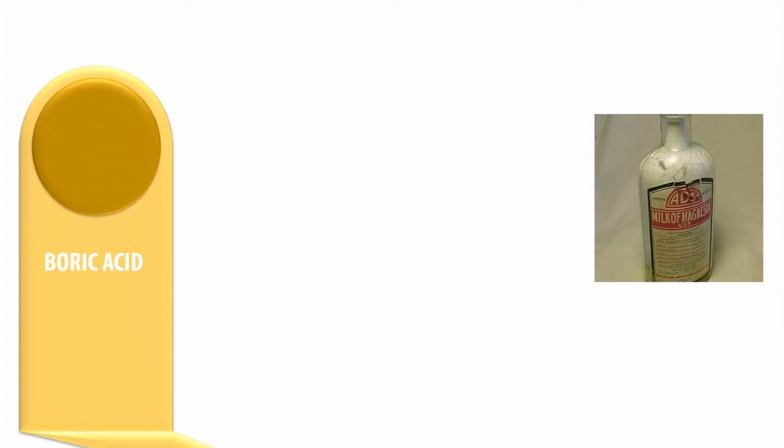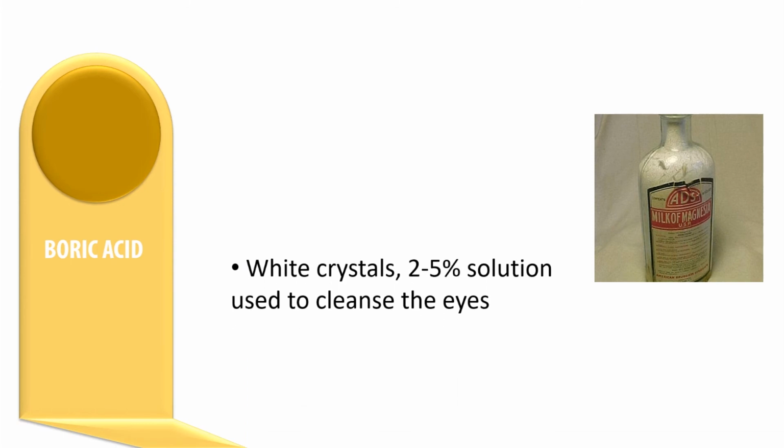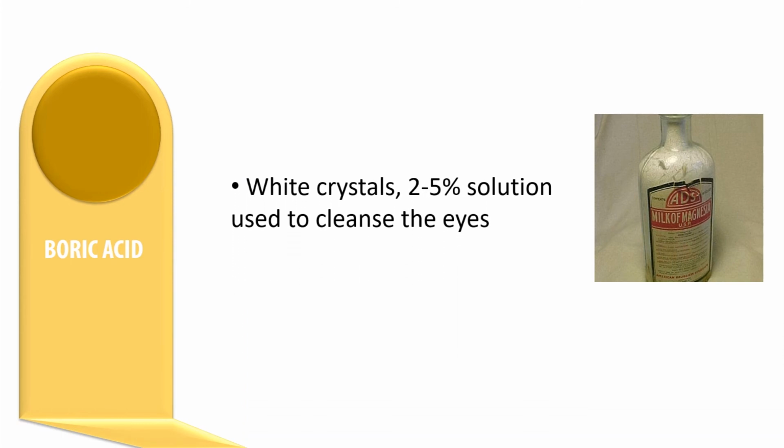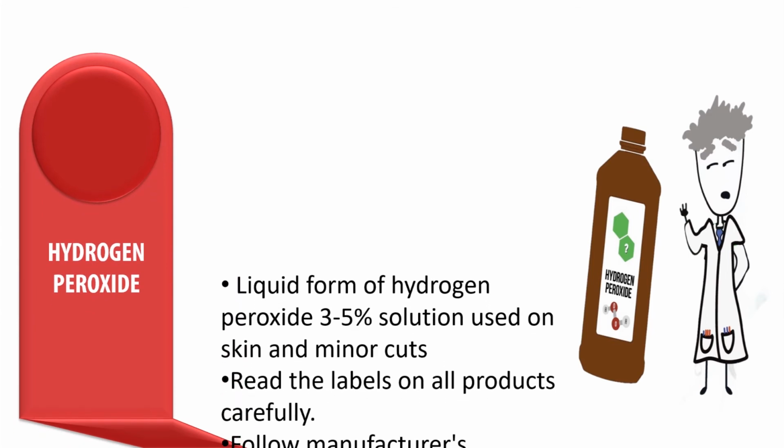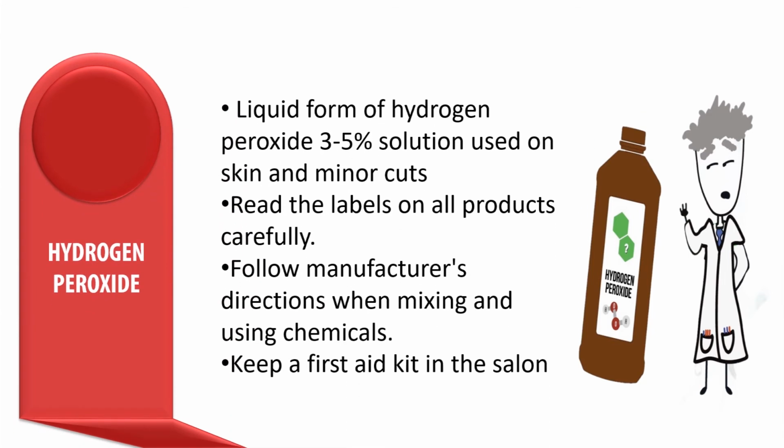Let's study the procedure of boric acid. Boric acid crystals, a 2 to 5% solution, are used to cleanse the eyes. Isn't that a new thing which we are learning? Now, let's see how hydrogen peroxide helps in sterilization and sanitation. The liquid form of hydrogen peroxide, a 3 to 5% solution, is used on skin and minor cuts.